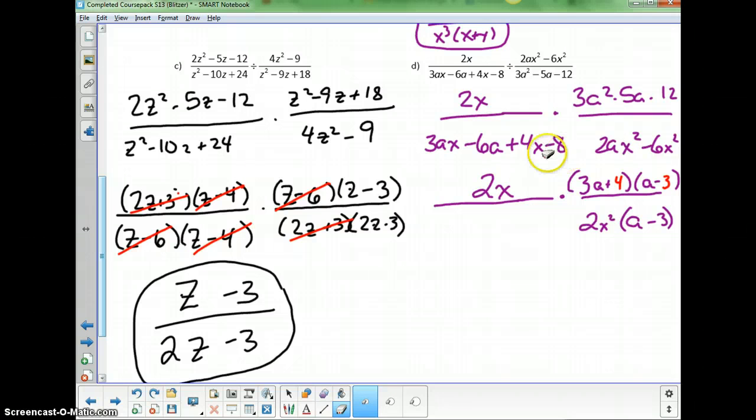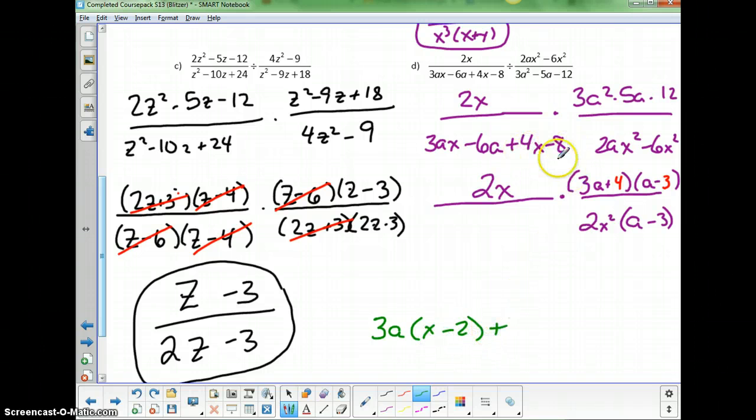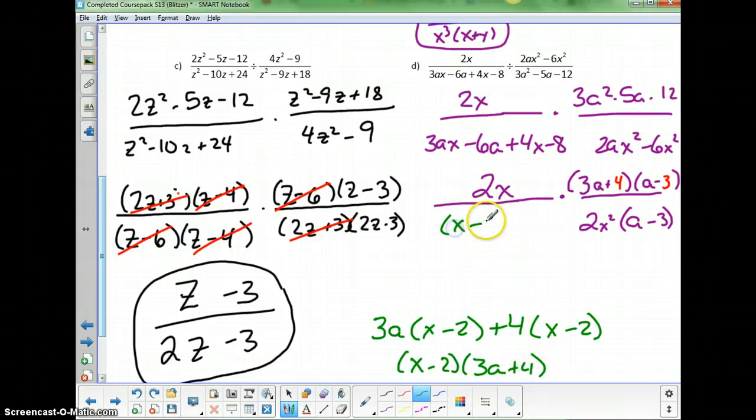And then the last one is 4 terms, so it's going to require grouping, so I'm going to need to do that down here. The first group, 3ax and 6a, have 3a in common. If I take the 3a out, I'm left with x minus 2, plus the second group has 4 in common. If I take 4 out, I'm left with x minus 2, and then I have x minus 2. Take that out, I'm left with 3a plus 4. Okay, so this one here factors into x minus 2 times 3a plus 4.